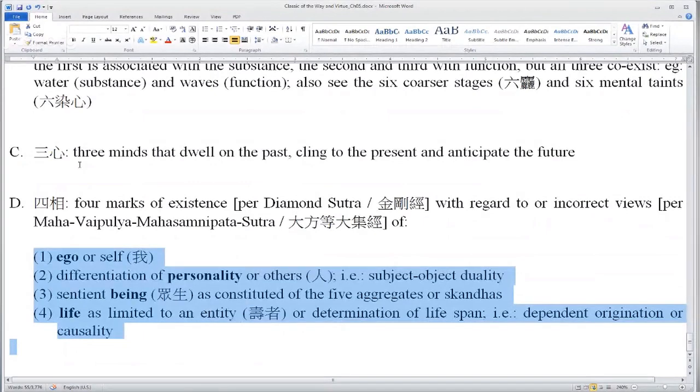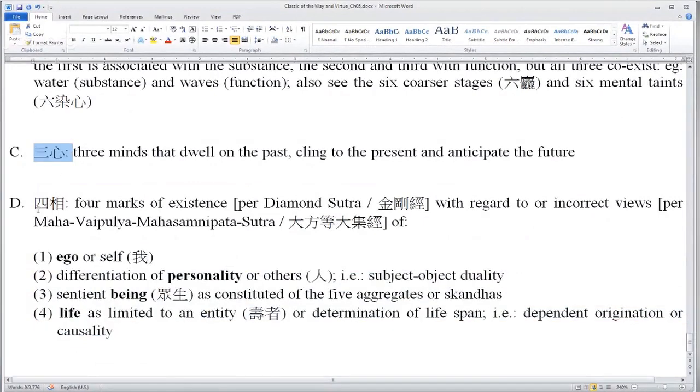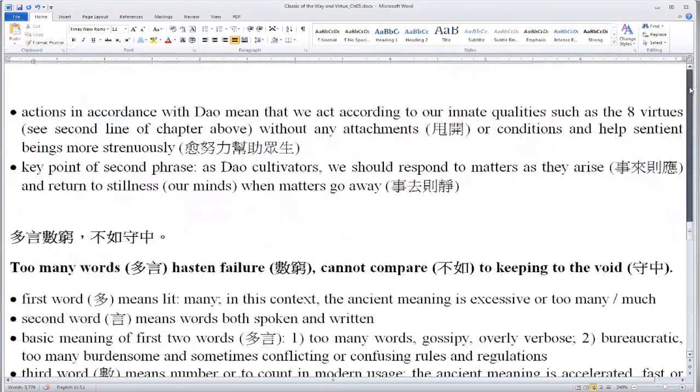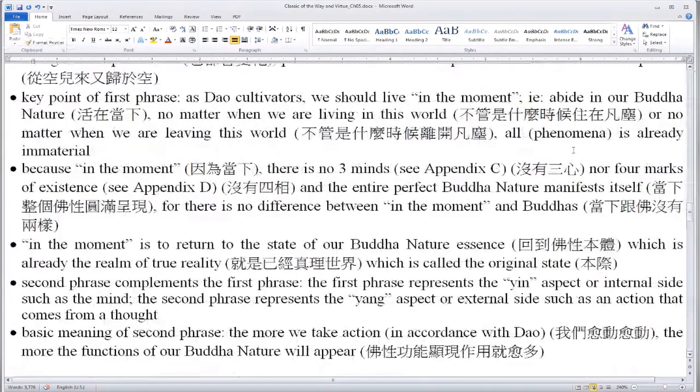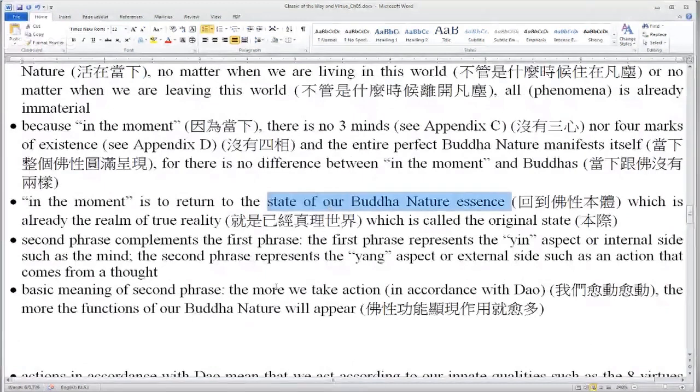So in phenomena, there's space and time. But in the moment has no space and time. That's very important. That already hints at what in the moment means. It basically means the state of our Buddha nature essence, which means that you are in the absolute, the non-relative. Because Buddha nature is absolute. The essence is always absolute.